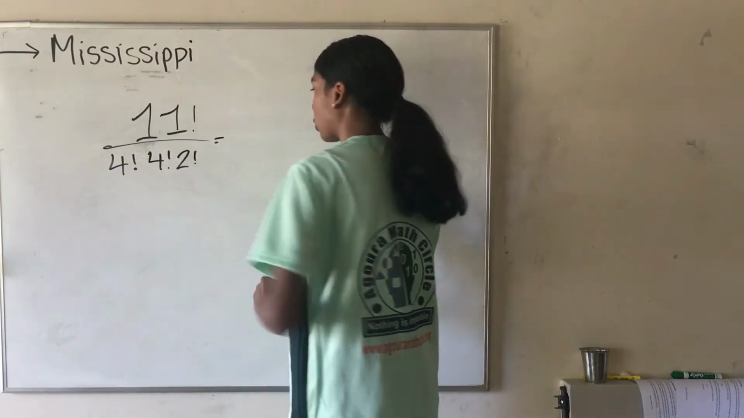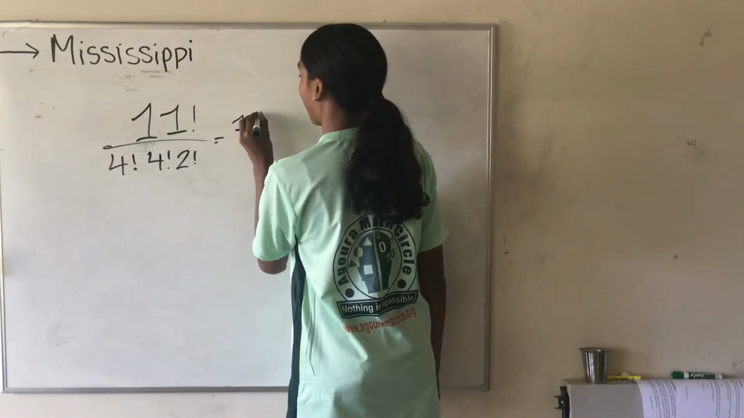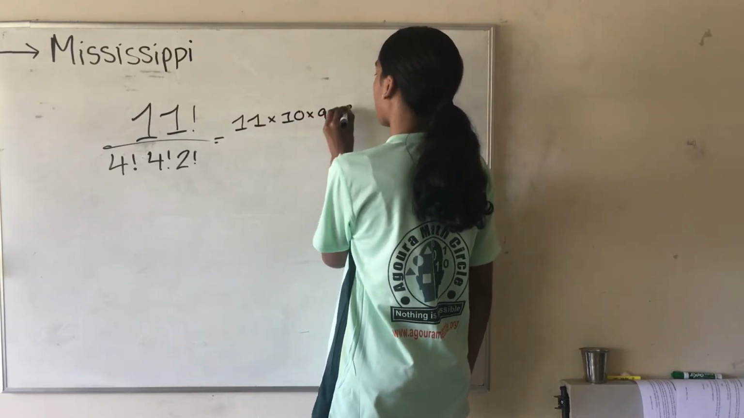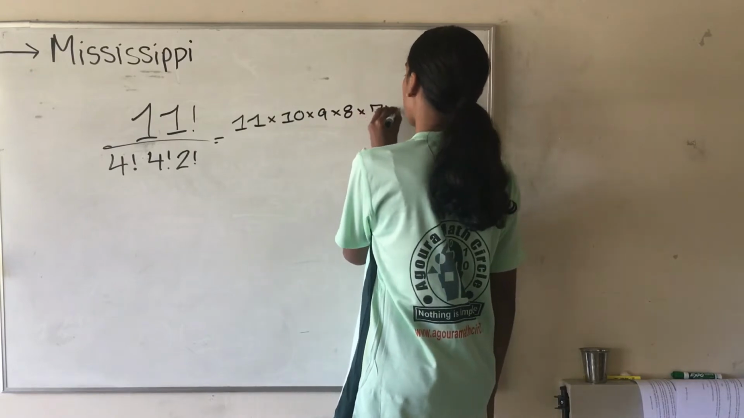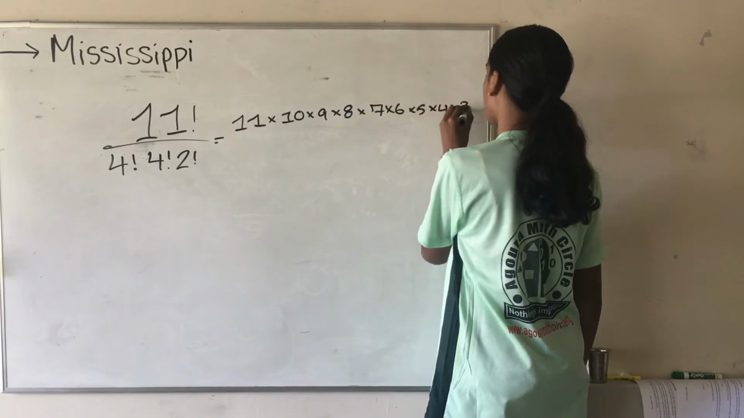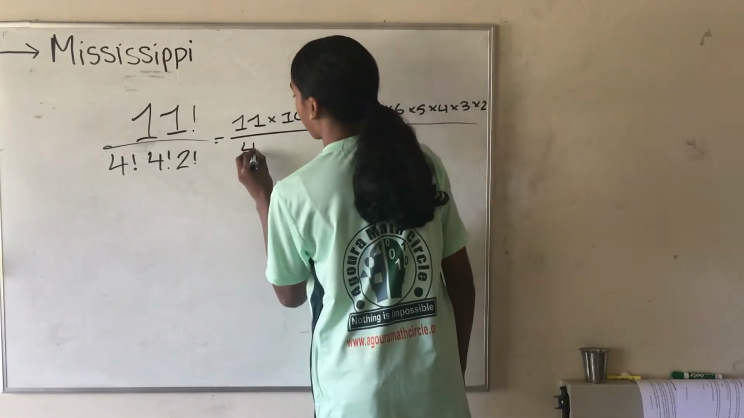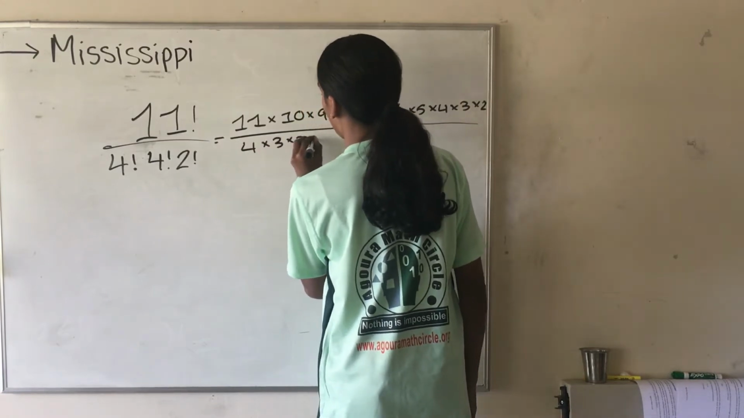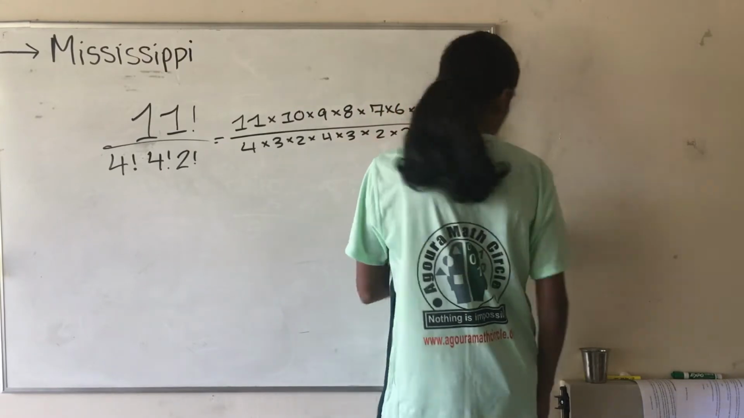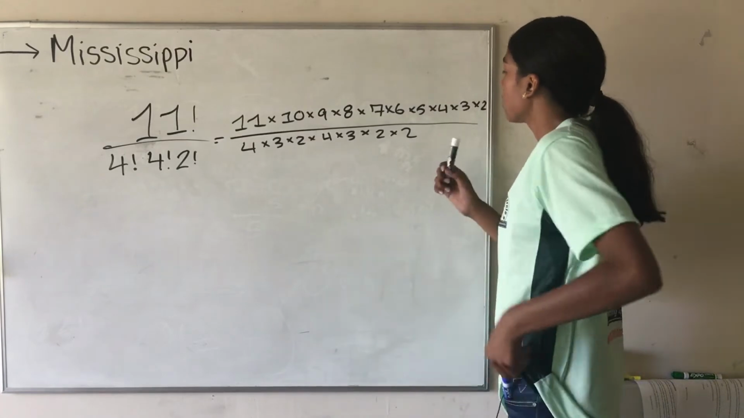So the good thing about factorials is you can easily simplify. So let's write this out. We get 11 times 10 times 9 times 8 times 7 times 6 times 5 times 4 times 3 times 2. And then this is all over 4 times 3 times 2 times 4 times 3 times 2 times 2. And now we gotta simplify. So what we're gonna do to simplify is let's start off.